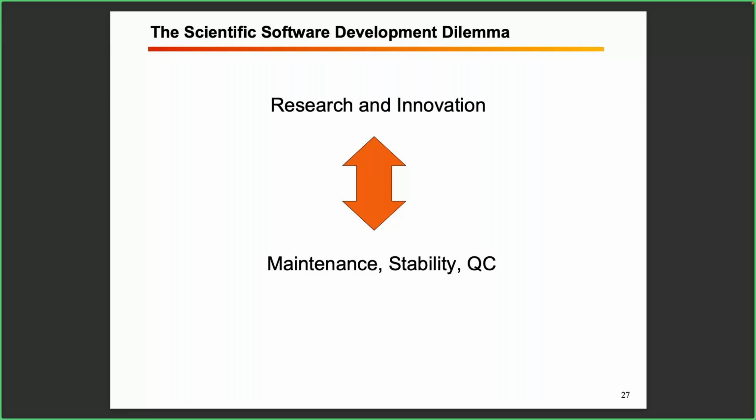But you need research, and you need innovation, you need PhD students, and you need research funding. On the other hand, you need the boring stuff like maintenance, stability, quality control, and so it's a delicate balancing act. You need these two things, and you need to find some kind of compromise.